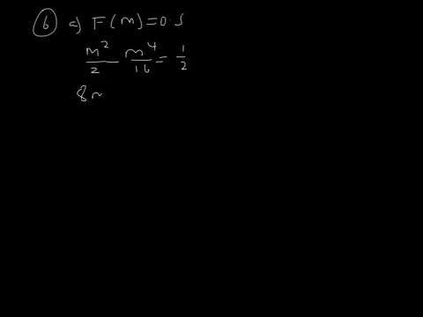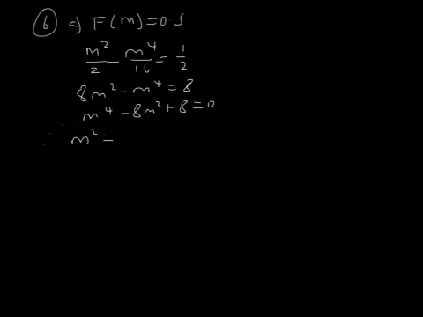Okay, now we're looking at question 6, and in part A we know that capital F of m is 0.5. So let's substitute that into the formula. So we get m squared over 2 minus m to the power of 4 over 16 equals half. Multiply through everything by 16, so 8m squared minus m to the fourth equals 8. So m to the fourth minus 8m squared plus 8 is 0. It's quadratic in m squared.